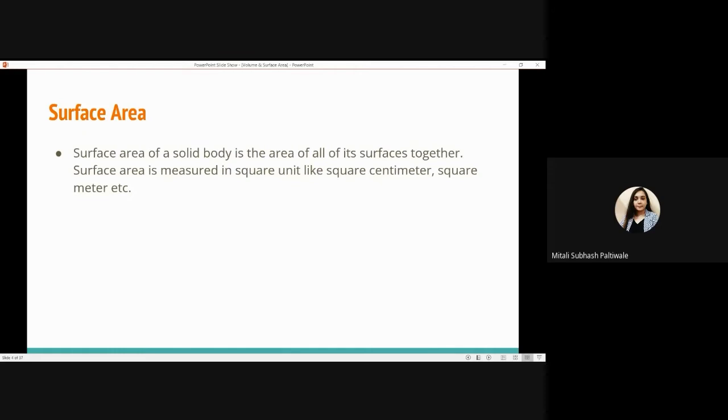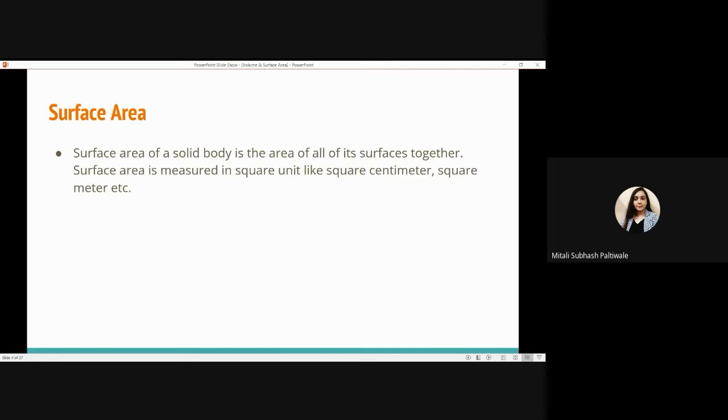The surface area of a solid body is the area of all of its surfaces together. Surface area is measured in square units, like square centimeter or square meter, because it is again an area. Do not forget, whenever area comes, you have to calculate it in square units. But in case of volume, you have to use cube units or cubic units.